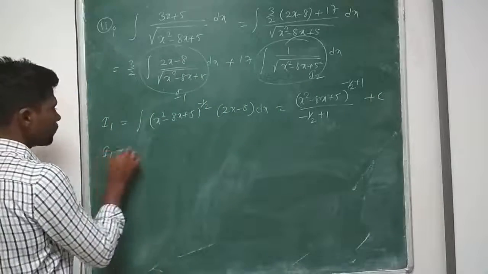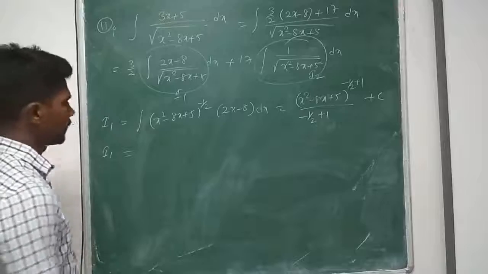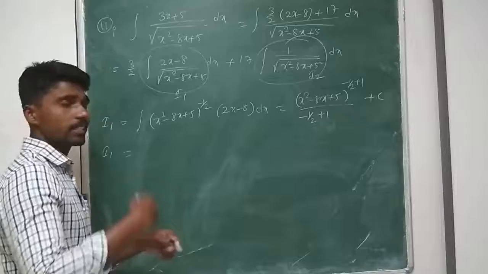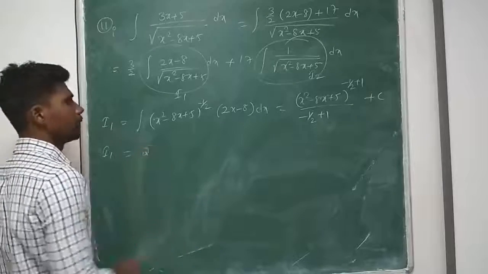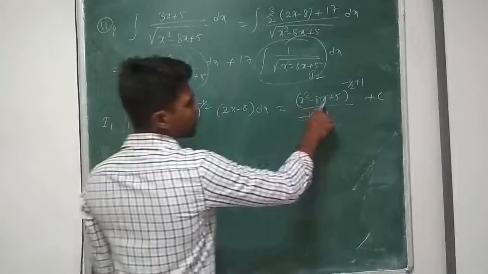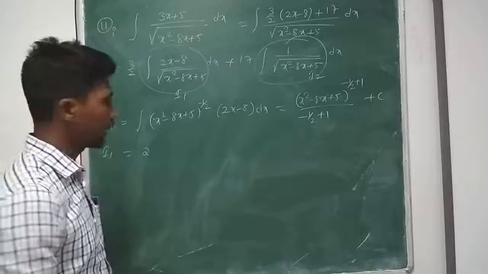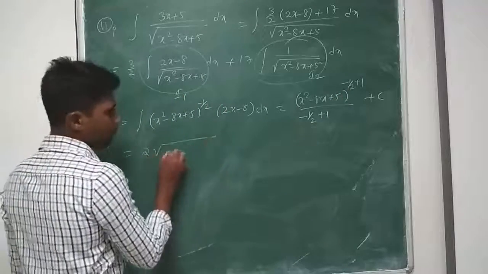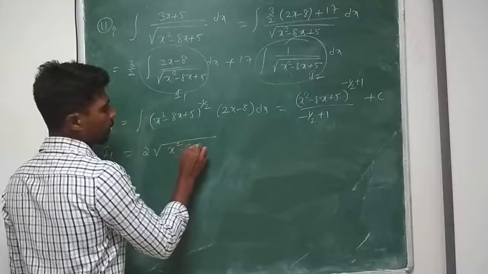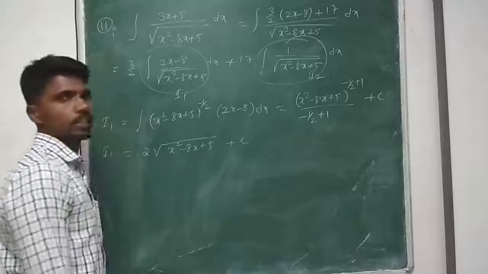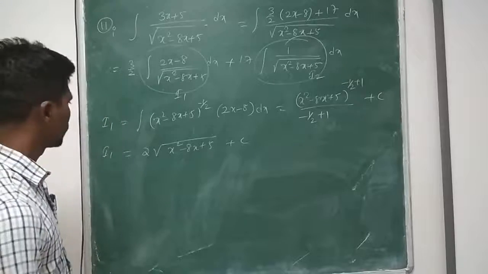Now I1 is equal to minus 1 by 2 plus 1, 1 by 2, its reciprocal is 2. So 2 into x square minus 8x plus 5 whole power minus 1 by 2 plus 1, 1 by 2, which is nothing but under root. Square root of x square minus 8x plus 5 plus a constant c. This is I1.